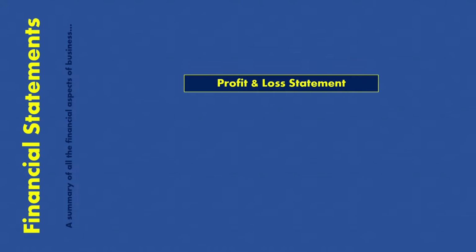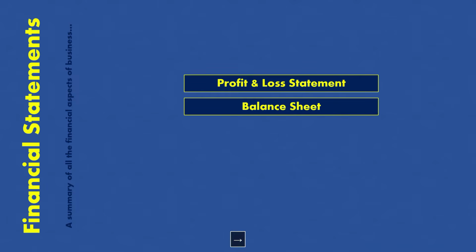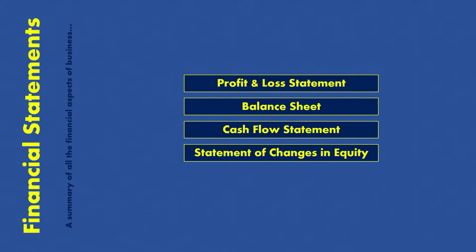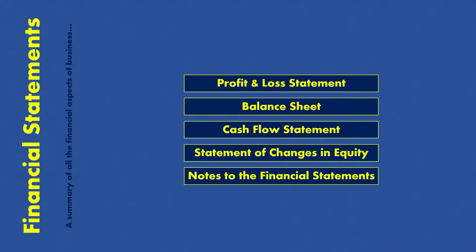But first, let me list down all the reports that are covered here. So after the profit and loss statement, we have the balance sheet, and we have cash flow statement, and we have a statement of changes in equity, and finally we have one last part in the financial statements, that is notes to the financial statements. So this area basically provides the additional details for all the values that appear in the four different reports above.